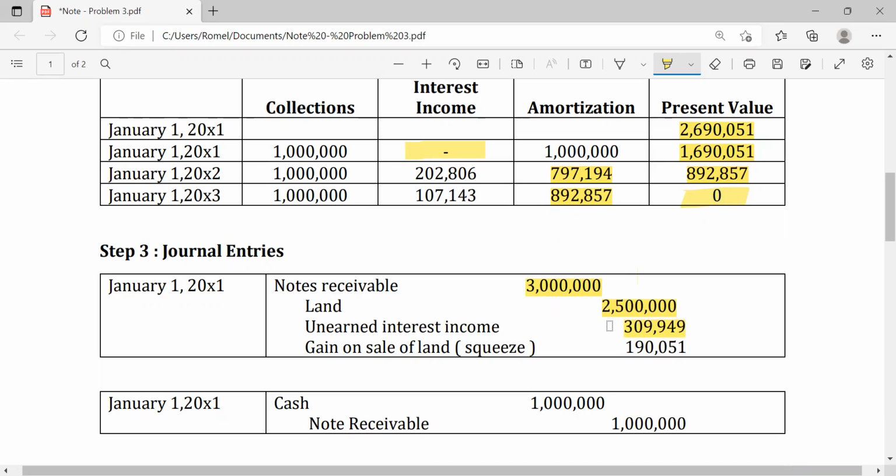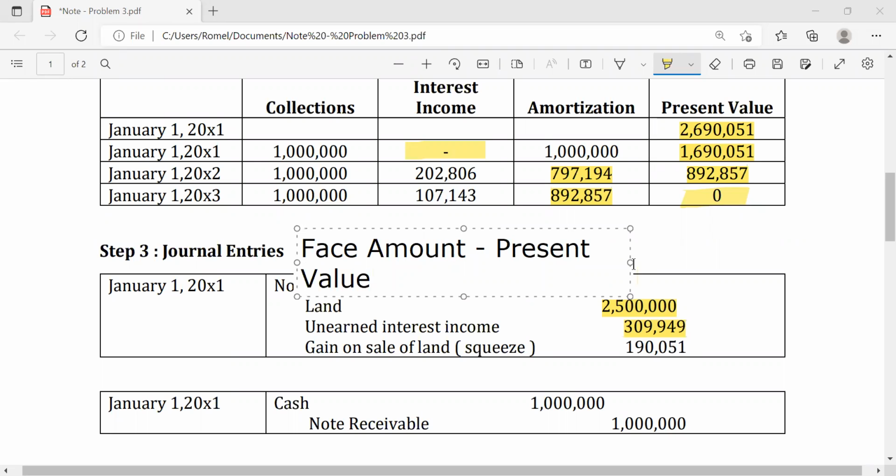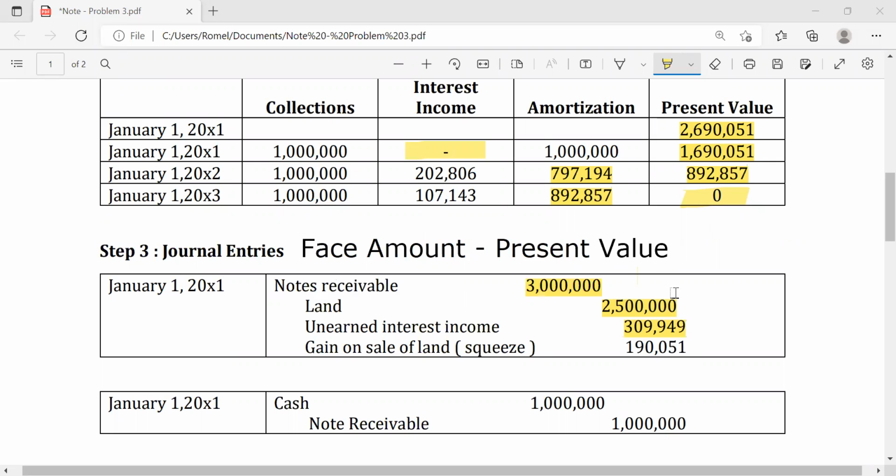So ano nga ba tong unearned interest income? Unearned interest income is the difference between the face amount and the present value. So that is how we compute for unearned interest income. Therefore, 3 million pesos minus the present value of 2,690,051, which is our present value sa January 1, 20X1, how much is the difference? It's 309,949. So that will be our unearned interest income.